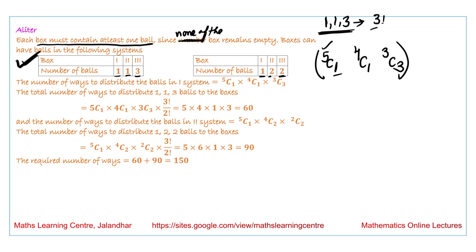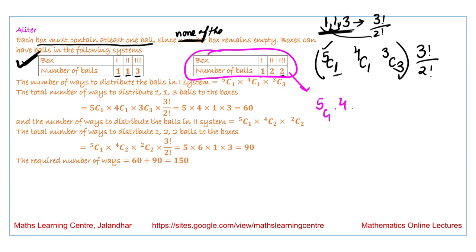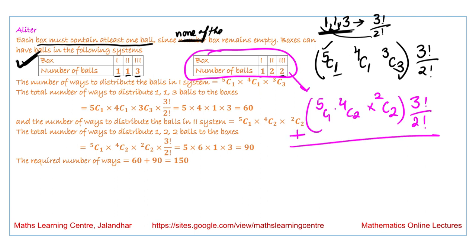Further we are saying in how many ways this 1, 1 and 3 can happen. It can happen in 3 factorial by 2 factorial, as these two are the same. So the total number of ways is this much. In the second case, the total number of options is 5C1 into 4C2 into, when these 3 balls are distributed we are left with 2 balls, 2C2, and again this distribution can be done in 3 factorial by 2 factorial ways. So the total number of options is the sum of these two values.